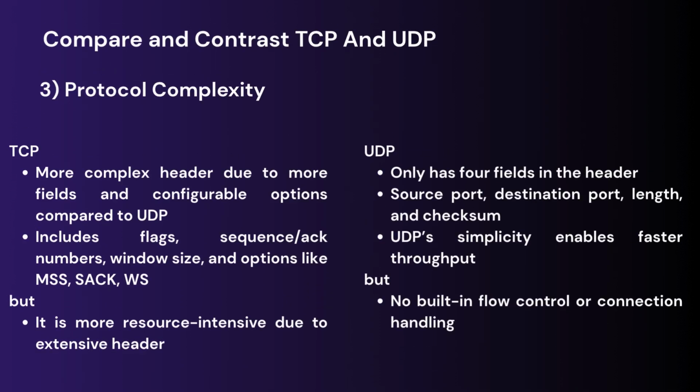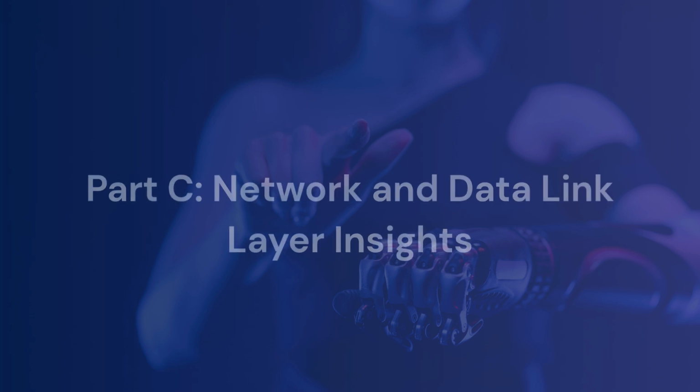And last but not least is protocol complexity. TCP has a more complex header due to more fields and configurable options compared to UDP. The fields include flags, sequence and acknowledgement numbers, window size, and options like MSS, SACK, and WS. But it is more resource intensive due to the extensive header. UDP only has 4 fields in the header: source port, destination port, length, and checksum. UDP's simplicity enables faster throughput, but it has no built-in flow control or connection handling.